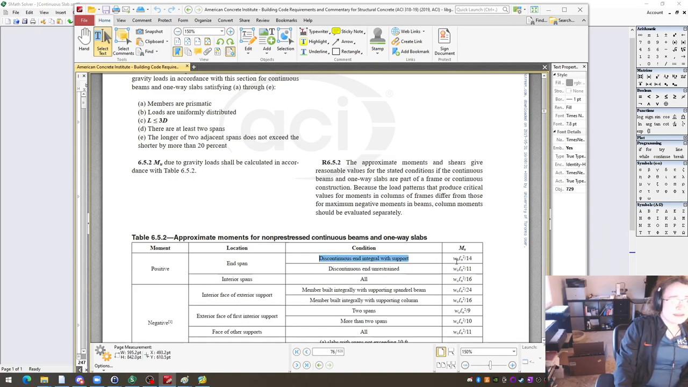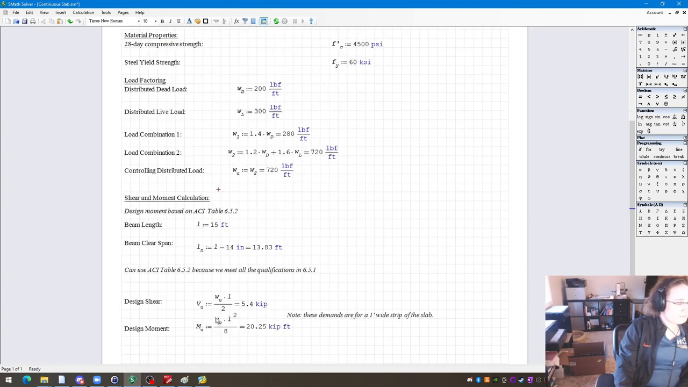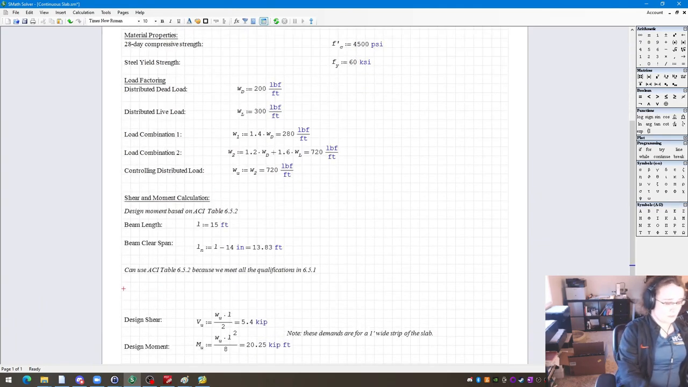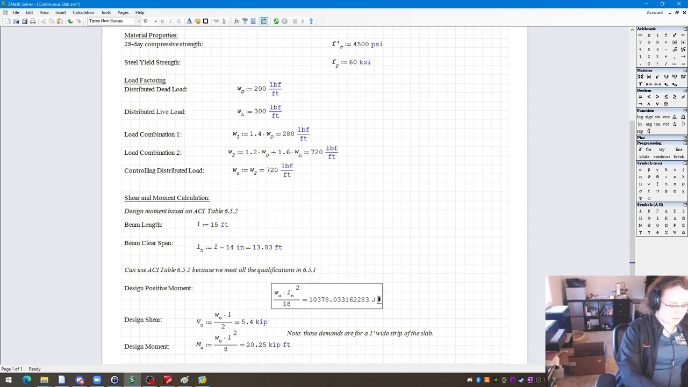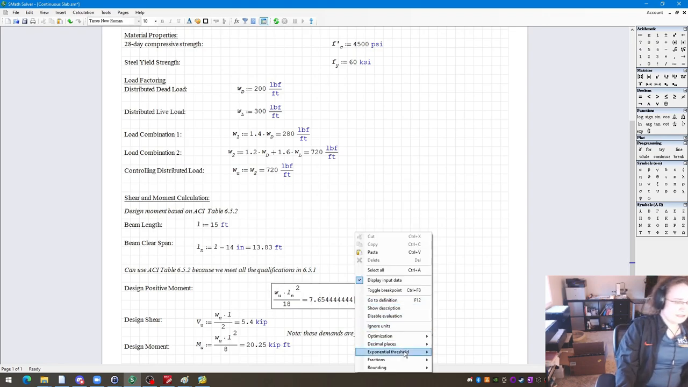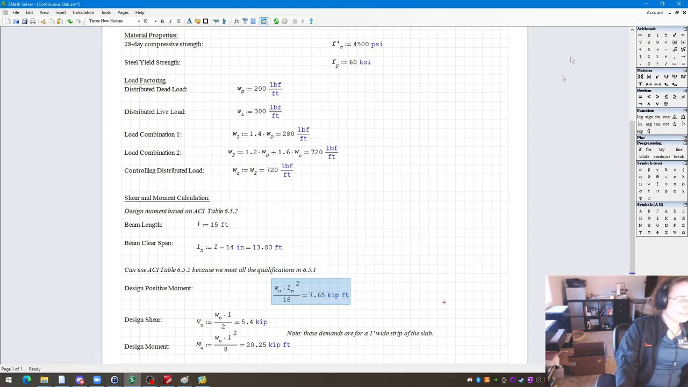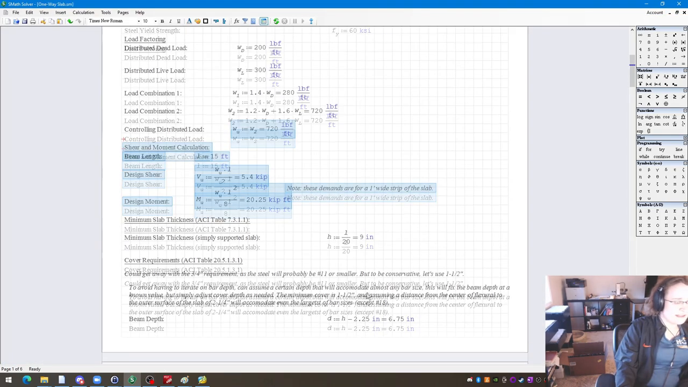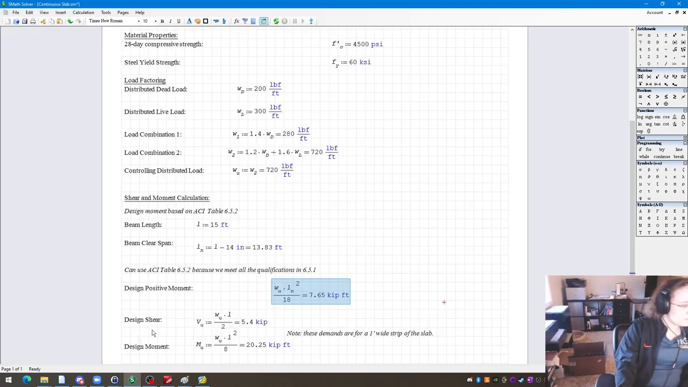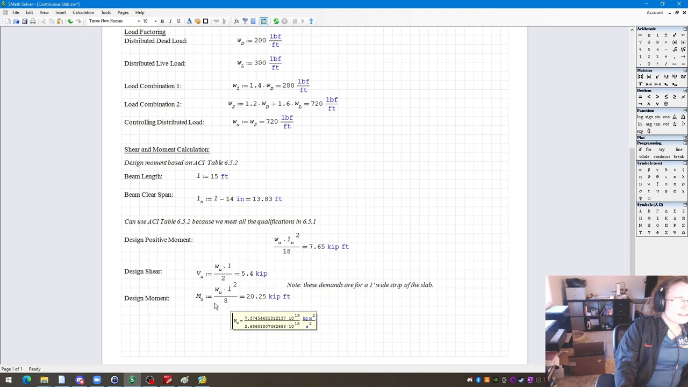Our positive moment demand is going to be wu, our ultimate distributed load, times ln squared over 14. So design positive moment is wu times ln squared, divided by 18, and we want this in kip-feet, and that's too many decimal places, so 7.65 kip-feet. We can actually compare that to the value we used in our simply supported case, and you can see right here, our design moment in the simply supported case is actually going to be much higher than that in the continuous case.